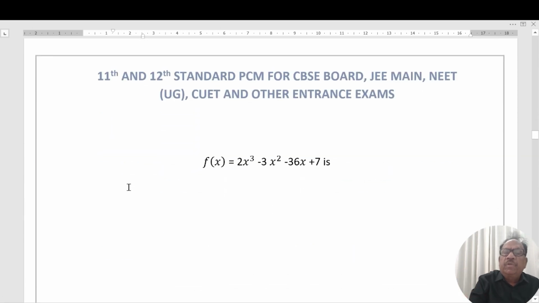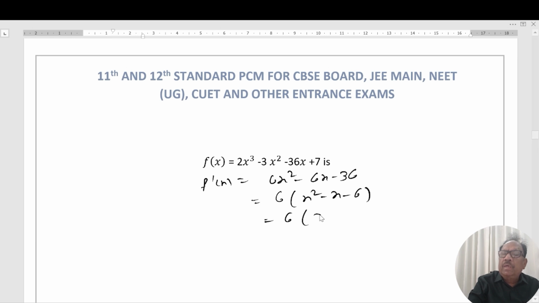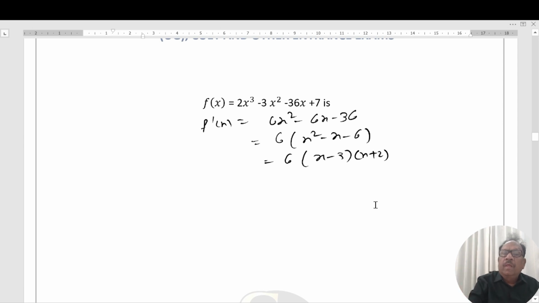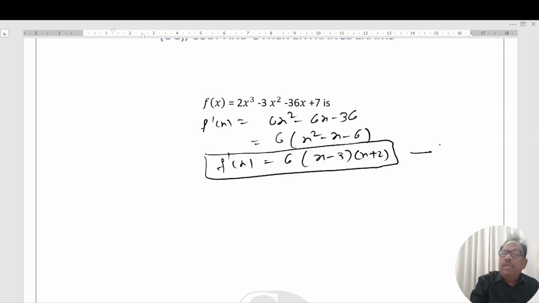First we have to differentiate it, f dash x. Differentiating, 2 into 3 is 6x square minus 6x minus 36. Taking 6 common, x square minus x minus 6. This comes out to be (x minus 3)(x plus 2). This is f dash x. Try to maintain f dash x in factorized form as far as possible.